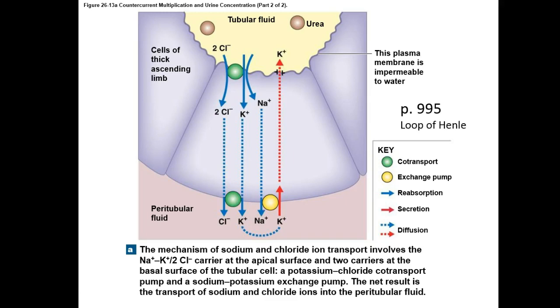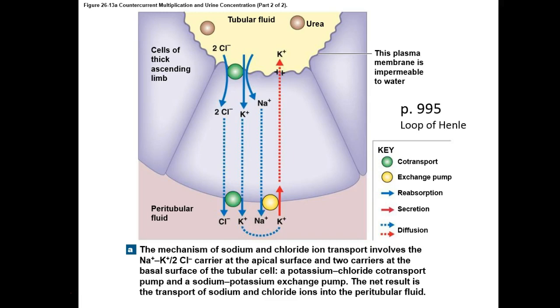We're going to look at a few slides of the loop of Henle because we're going to try to understand what this countercurrent multiplication is, the idea of it. And what's happening here, just to clarify or talk a little bit about this mechanism of sodium and chloride ion transporting, involves a carrier.